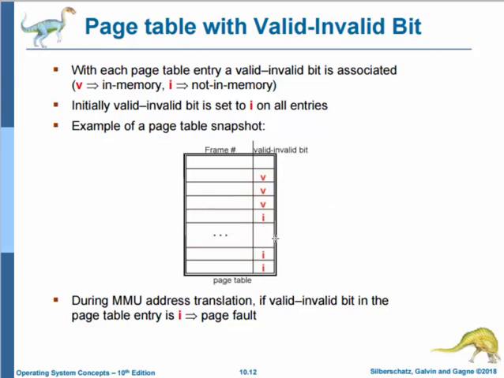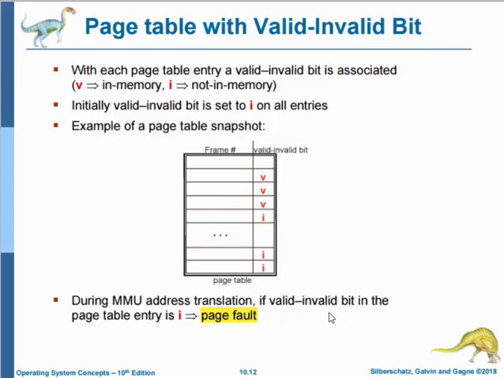So this is the situation. But what happens if the process tries to access a page that was not brought into the memory? The access to a page marked invalid causes what we call a page fault, wherein the paging hardware, in translating the address through the page table, will notice that the invalid bit is set, causing a trap to the operating system. And this trap is the result of the operating system's failure to bring the desired page into the memory.